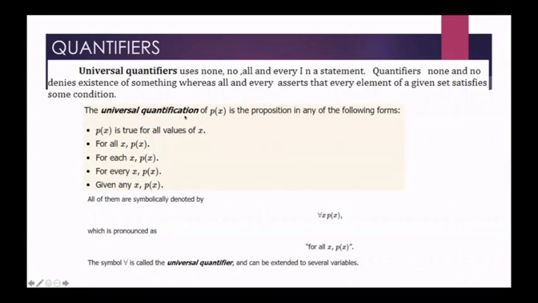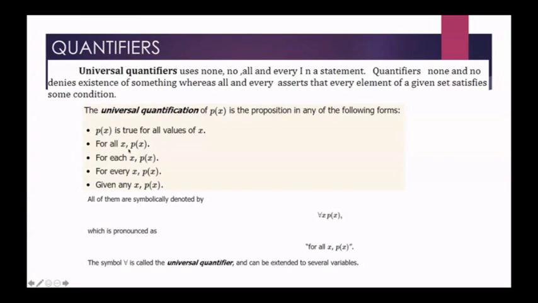Okay. So now, what's universal quantification? This class is also easy to understand. Universal meaning it's always true. So if you use the all and every, that's a universal quantification. The universal quantification of P(x) is the proposition in any of the following forms, but we put it in symbols. In a way, we can call the process that we did to create that statement using all and every universal quantification. But we have to put it in symbols.